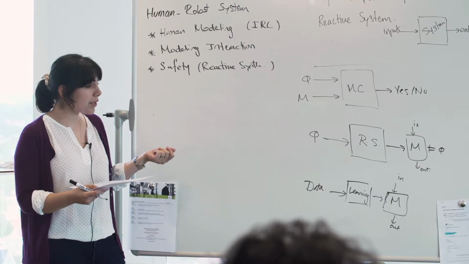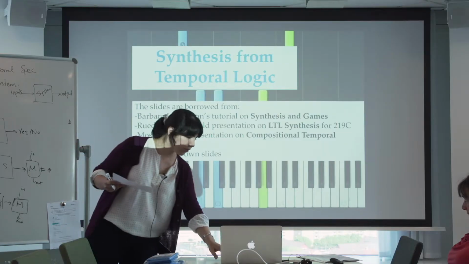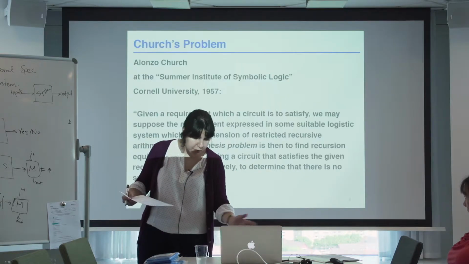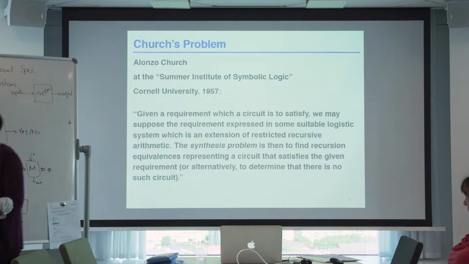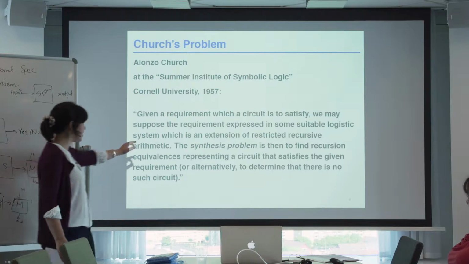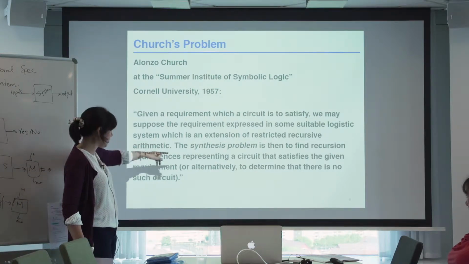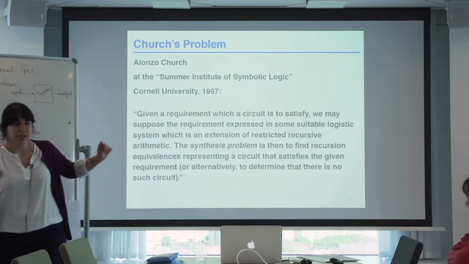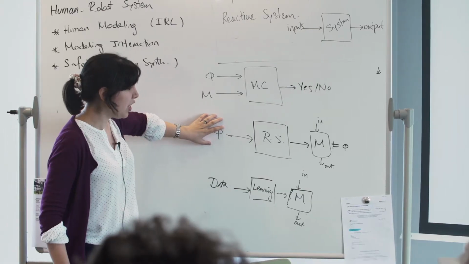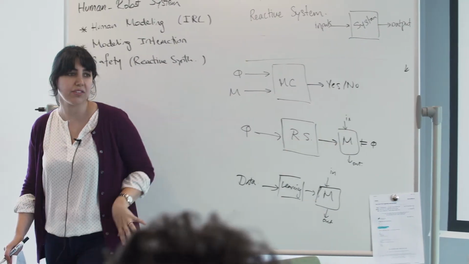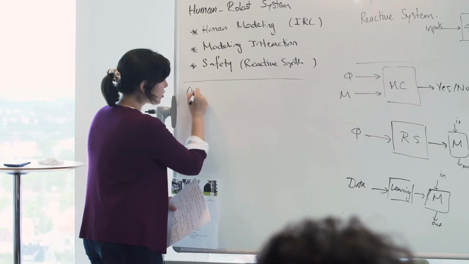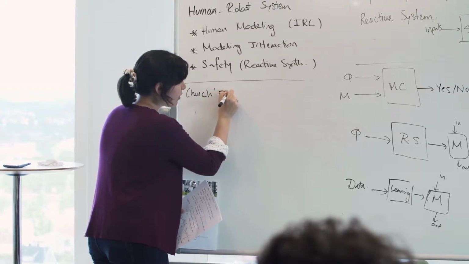If you think about the history of when that started, I have a few slides, but I don't really want to go over the slides. The history started with Alonzo Church. There was a summer school in 1957, and Alonzo Church came up with the synthesis problem. It was about circuits. The synthesis problem is to find recursion equivalences representing a circuit that satisfies the given requirement. The given requirement is my specification, and I want to figure out a circuit that satisfies it. So Church introduced the problem in 57.